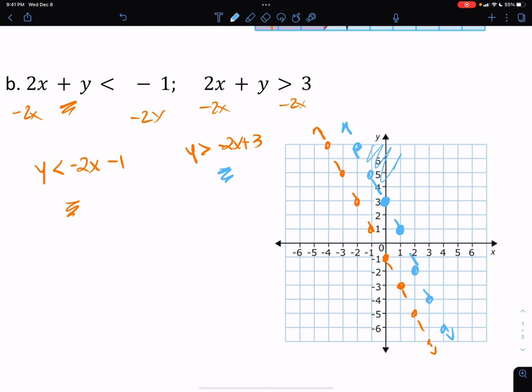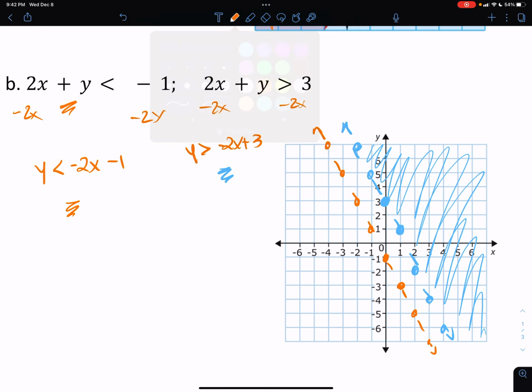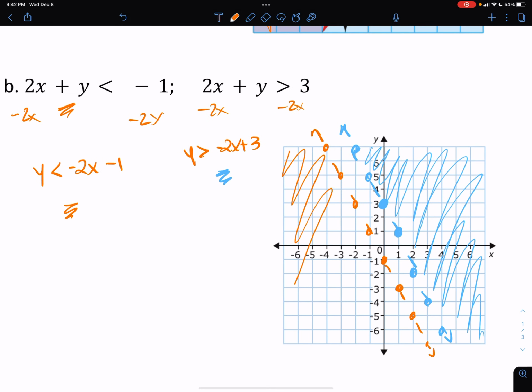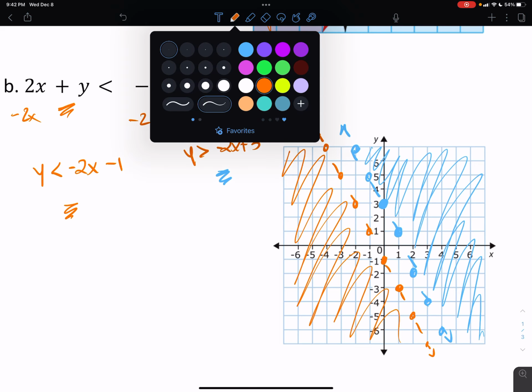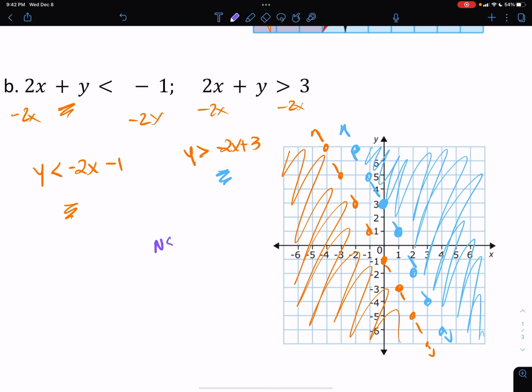Because it's greater than, I'm going to shade above. The other one is less than, so I'm going to shade below. Do they ever overlap? The answer is no. So this is going to be no solution. If they do not overlap at all, it is going to be no solution.